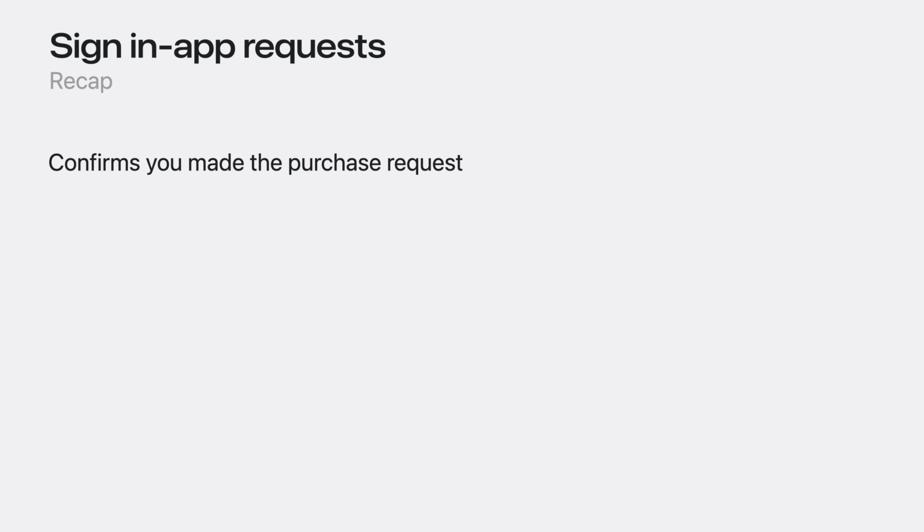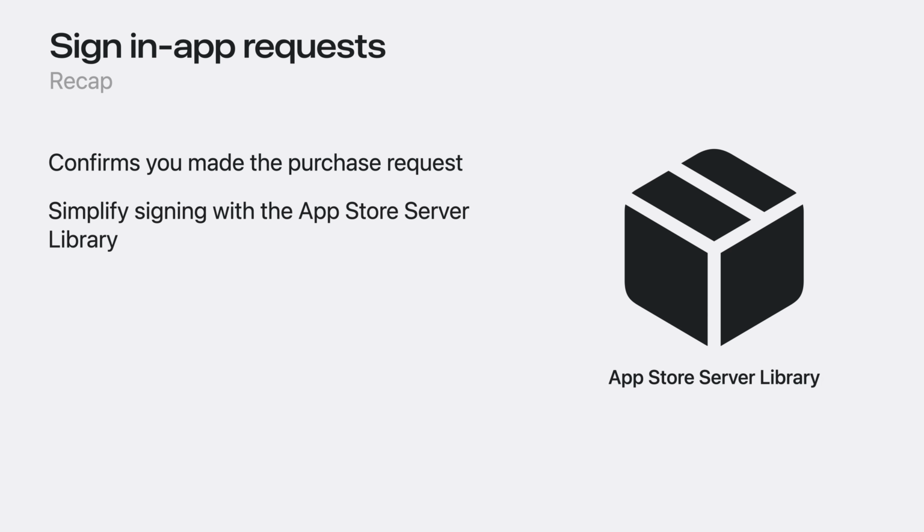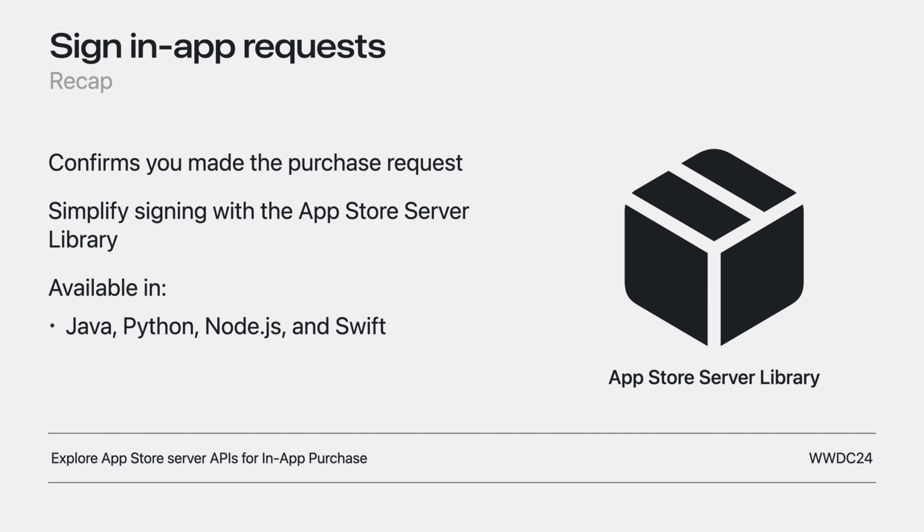Signing your in-app purchase requests helps the App Store verify that you authorize the purchase. Integrating with the App Store server library makes signing your requests easy. And best of all, the App Store server library is available in 4 languages: Java, Python, Node.js, and Swift. To get started with the App Store server library, check out our WWDC24 session, Explore App Store Server APIs for in-app purchase.